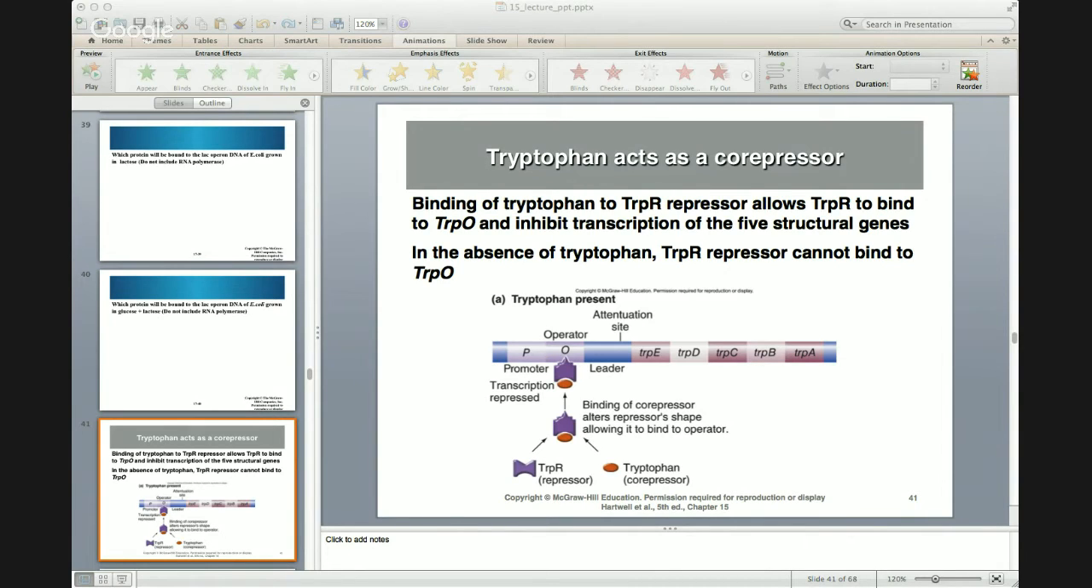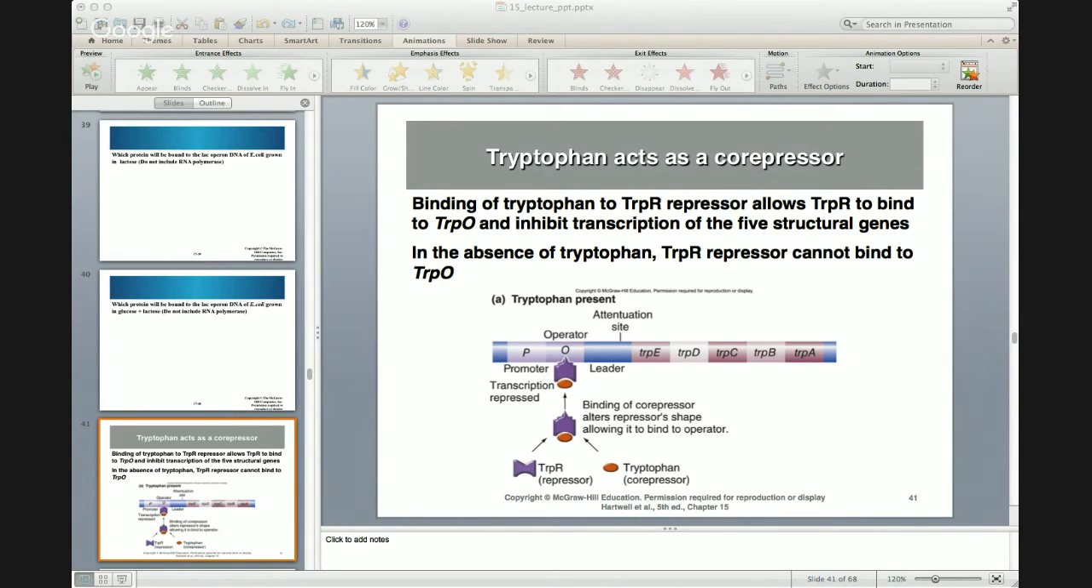The tryptophan repressor represents an example of an anabolic operon. Okay, so let's see what the trp operon looks like. Yeah, here's the trp operon, the tryptophan operon. The tryptophan operon represents, again, an anabolic operon, anabolic synthesis. Let's look at the structure of the operon, and then we'll look at how it's regulated.